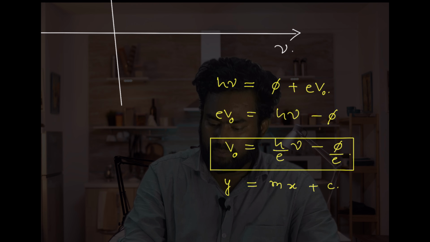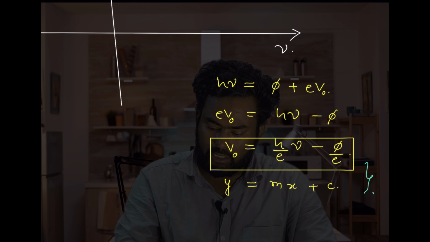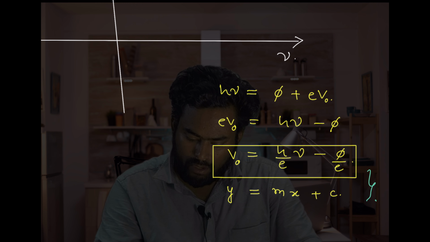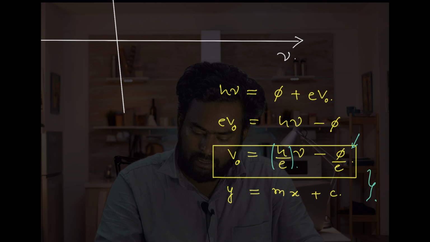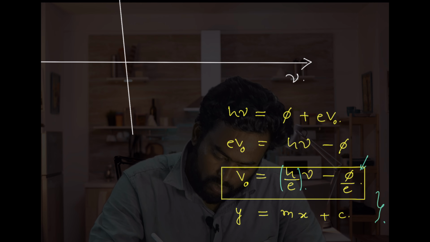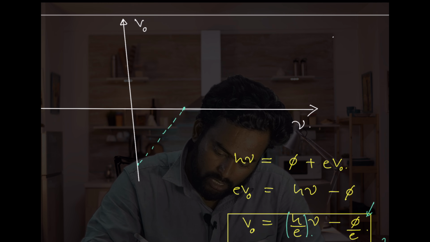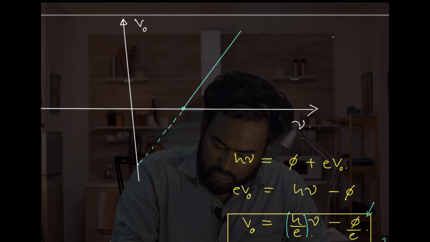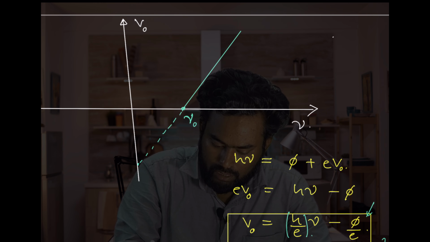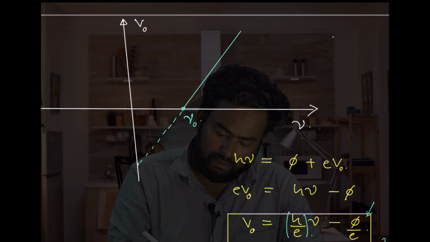So y equals mx plus c. The graph is following the nature y equals mx plus c, so it will be a straight line. Okay. What is the slope of the straight line? h by e. What is the intercept? Minus phi by e. So somewhere here it will intercept. The graph will start from here. And this frequency is called which frequency? Threshold frequency. Because after that only the photoelectric effect will be observable.